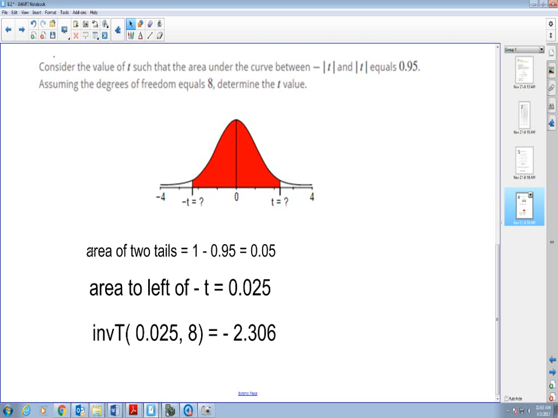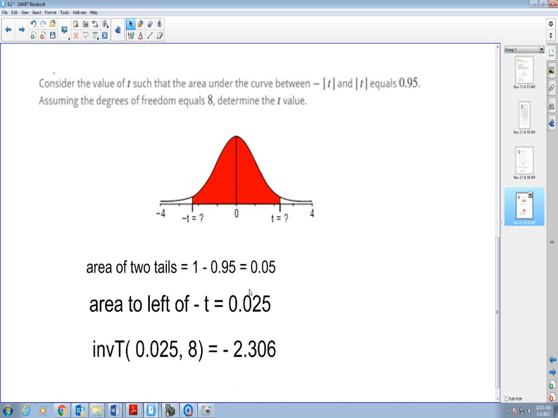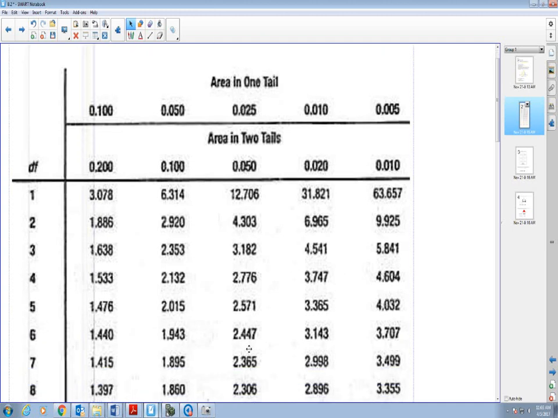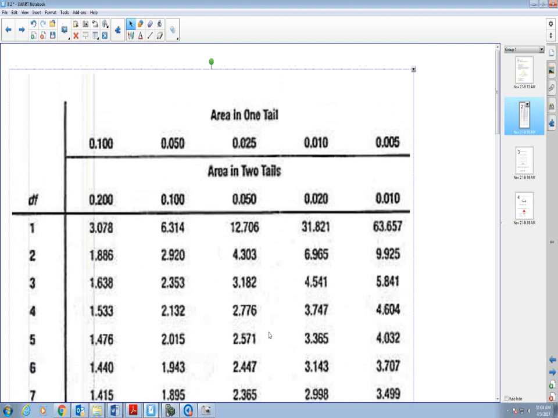Now on the table, you still need to know the area of the two tails, because the table is always about the tails. So the area in the middle is 0.95, so the area of two tails is 0.05. Go down to degree of freedom 8, and 2.306 is right here. Okay, that's how we find the T value for the T distribution.